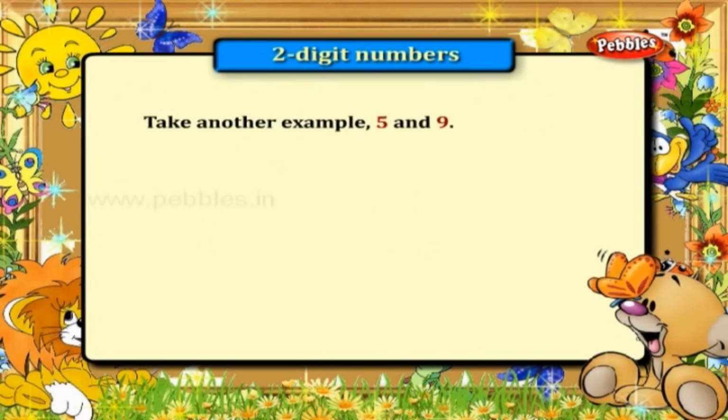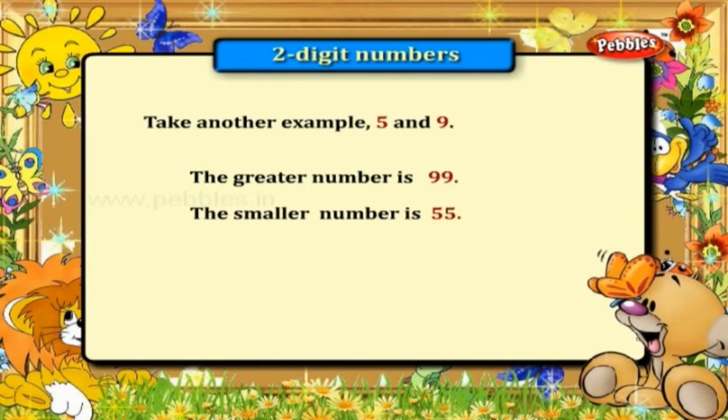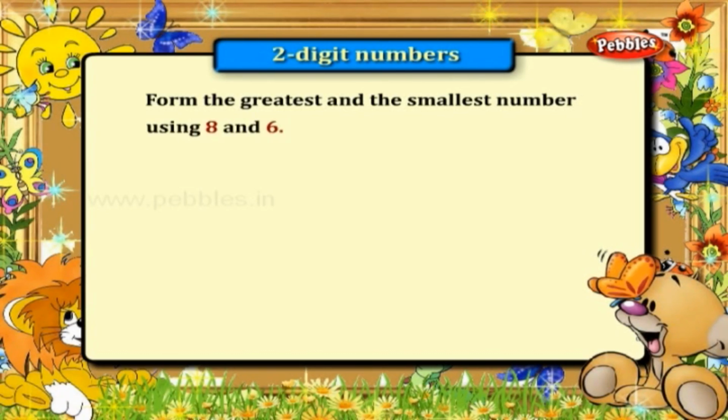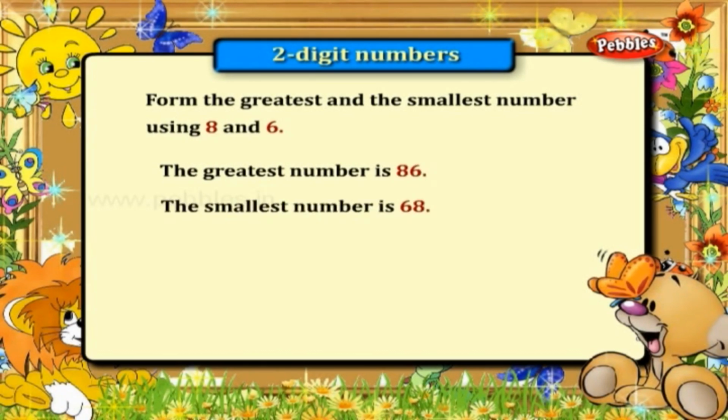Take another example, 5 and 9. The greater number is 99 and the smaller number is 55. Form the greatest and the smallest number using 8 and 6. The greatest number is 86 and the smallest number is 68.